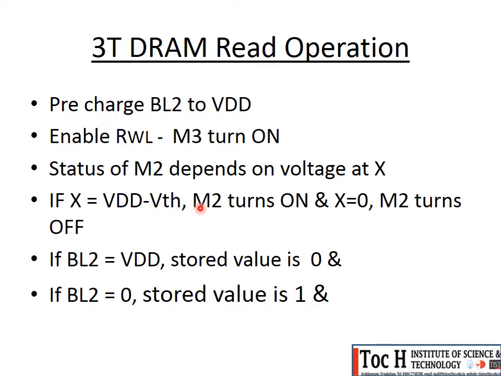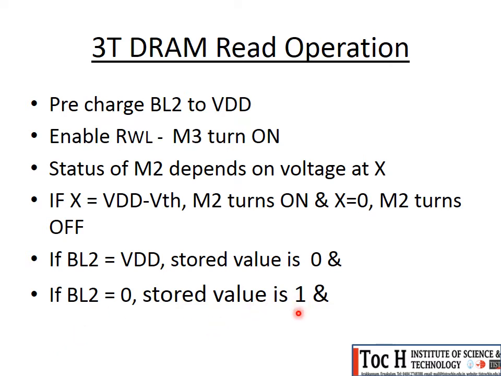So if the stored value is 1, the voltage at point X will be VDD minus VTH. As a result, M2 will get turned on, and what happens? As M2 turns on, the BL2 line will be connected to ground. So the pre-charged value VDD will move to 0. And if the stored value is 0, then M2 will be turned off, and BL2 will retain its pre-charged value. So the conclusion: if BL2 equals VDD, then the stored value is 0. If BL2 equals 0, then the stored value will be read as 1.